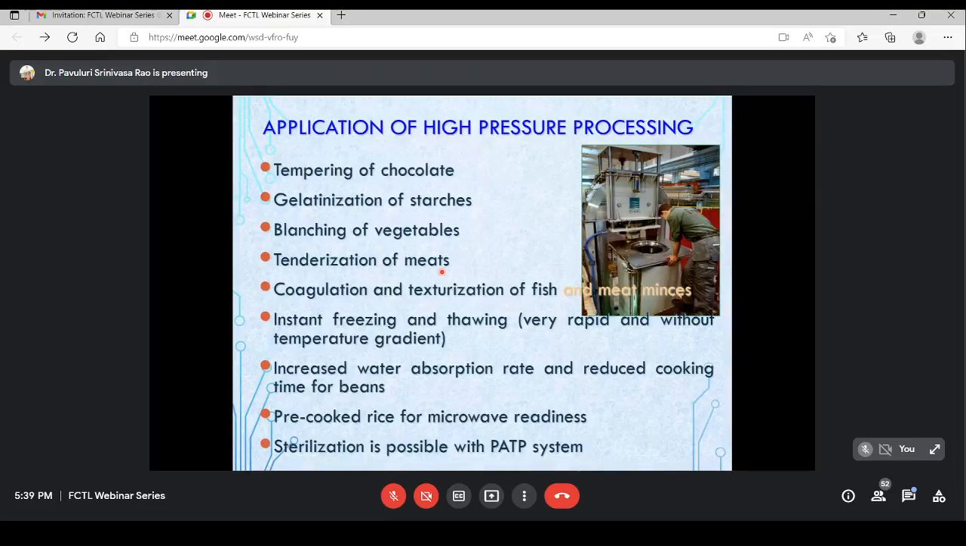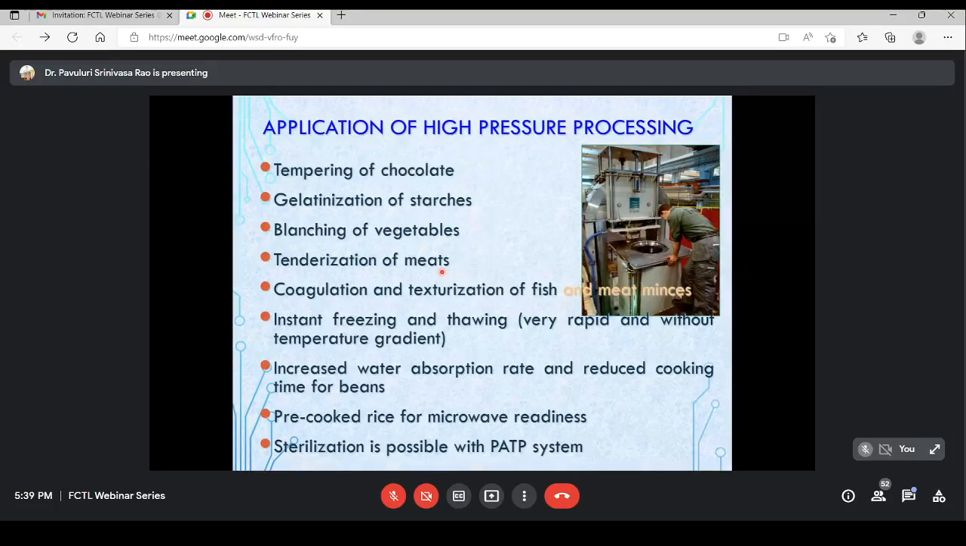And instant freezing and thawing is one of the specialty applications where rapid freezing and rapid thawing is possible without any kind of temperature gradient. Even the drip losses are said to be very, very least. And there is increased water absorption rate and reduced cooking time for the beans.